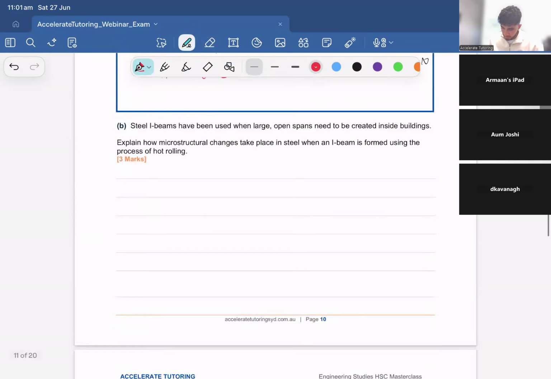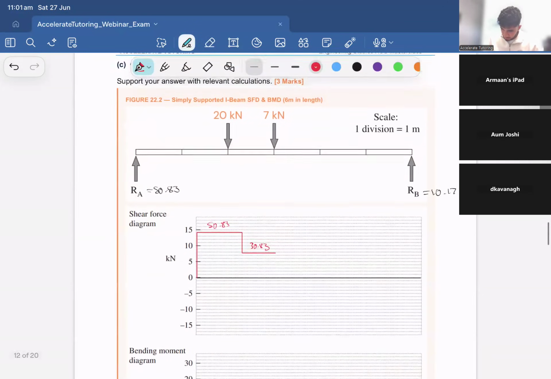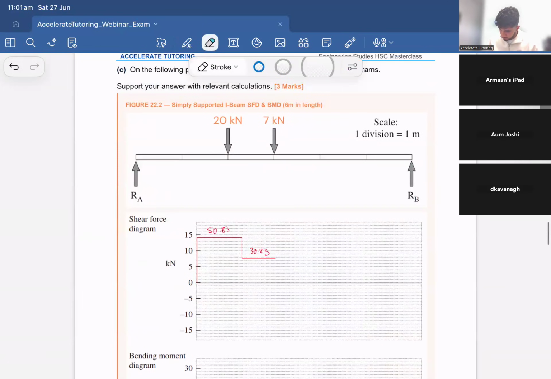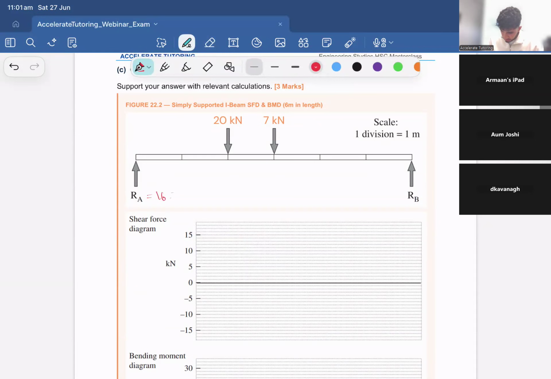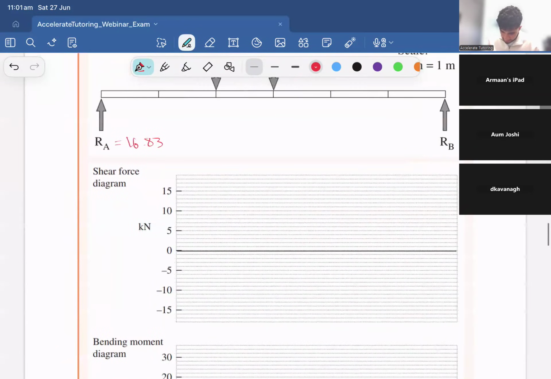16.83. All right, that makes more sense. Fantastic. Yeah, 16.83, 10.17. Wonderful. So now the diagram is more to scale.